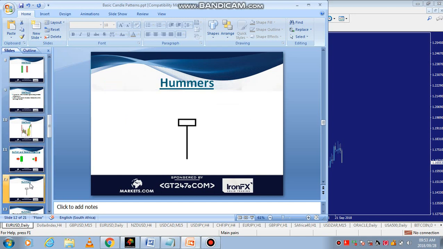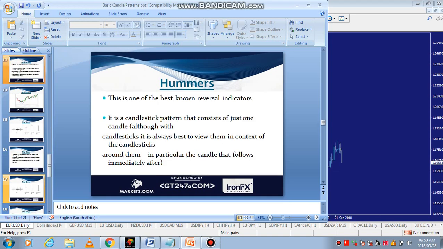And then there is the pin bar or the hammer bar. A hammer bar is the most widely seen and widely used pattern for reversal or for continuation. This one is better known for a reversal. It is a candlestick pattern that consists of just one candle, although with candlesticks, it's always best to view them in the context of the candlesticks around them, in particular, the candlestick that immediately follows.